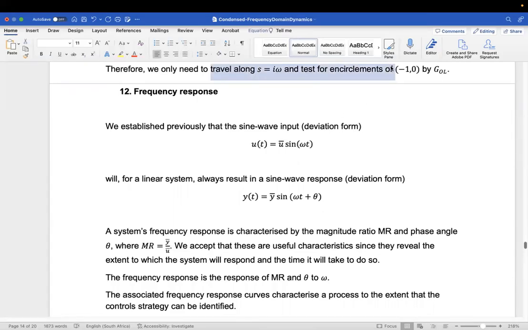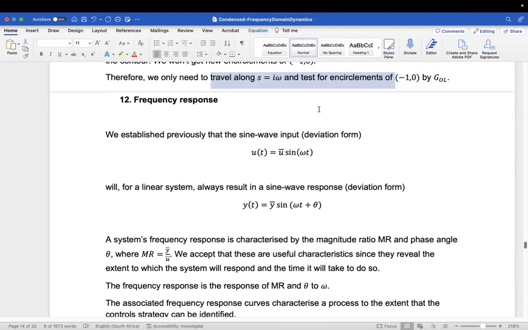So we have this nice simple criterion that we can travel along s equals i omega, and we can watch out for encirclements by G open loop of -1, 0. So that's fine. And now we have to think about doing that in the real world. So how do we do this? How do we consider encirclements of G open loop?